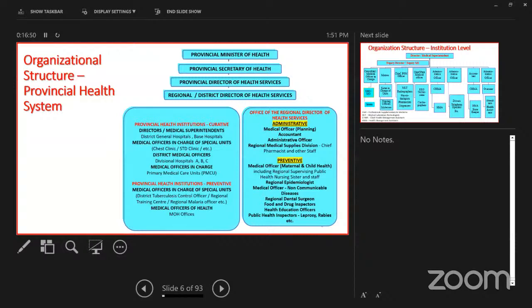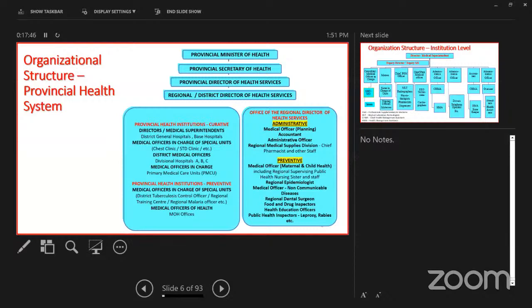In addition to those institutions, outside the regional or district director office, there is an office very similar to the Central Ministry of Health. There is a district director of health services office for each district. There may be an administrative arm and a preventive arm. In the administrative arm, there is a medical officer of planning, an accountant dealing with financial matters, and an administrative officer dealing with leave and administrative matters in relation to the district health office. For medical supplies, there is a chief pharmacist and other staff. So this is how the administrative aspect in the provincial health structure is coordinated, divided, allocated, and supervised.